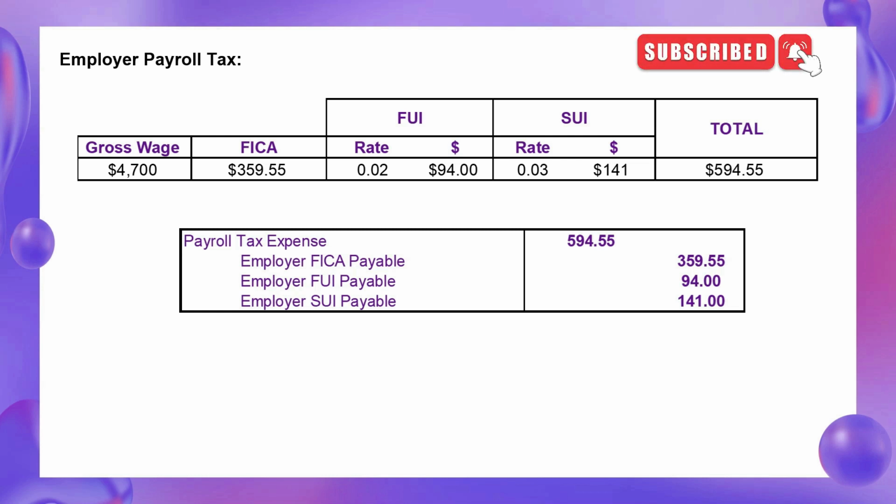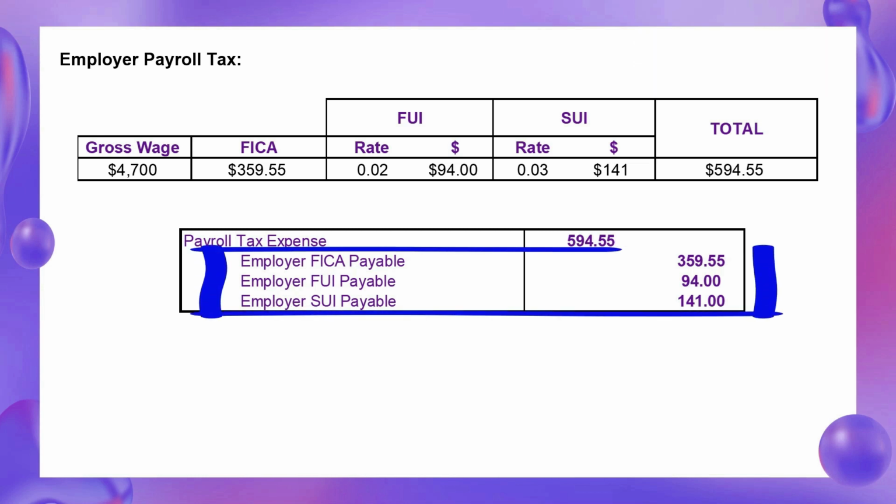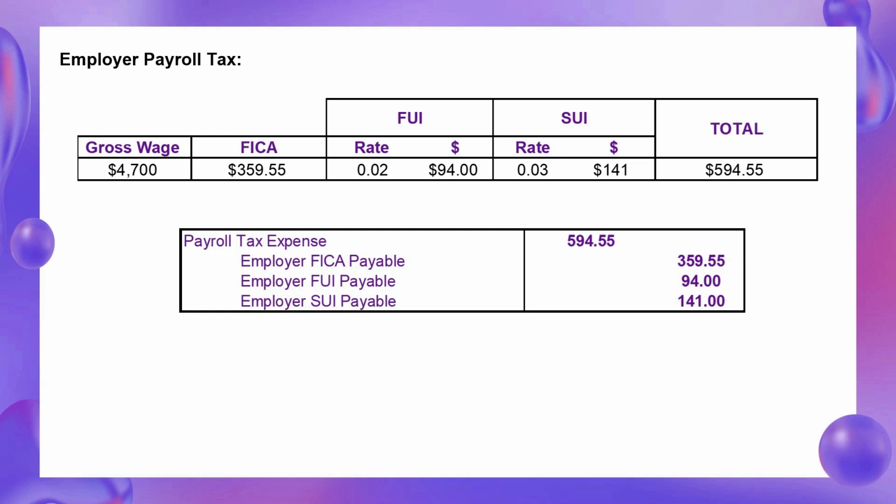We're going to be paying it in the near future, so we're going to reflect payables. To whom? Well, payable for the employer FICA taxes payable to the federal government, and for the FUI and the SUI payable to the federal and state governments respectively, in the amounts reflected here of $359.55, $94 for the FUI, and $141 for the state unemployment insurance.